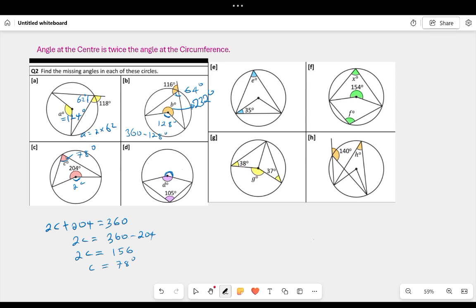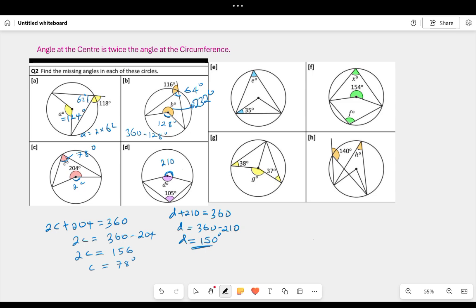Therefore, this one should be twice 105, which is what I have highlighted in blue. So 105 times 2, you get 210. Now, for me to get D, D plus 210 should be equal to 360 degrees. And therefore, D is 360 minus 210, and therefore D is 150 degrees. Okay, so angle D is 150 degrees.